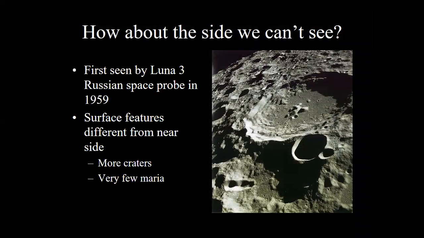The side that we can't see from the Earth was first observed by the Russian space probe Luna 3 in 1959, and the surface features are very different from the near side of the moon. There are many more craters than on the other side, and very few maria. So maybe that side of the moon is facing a lot of asteroid impacts. Here's another picture from the other side of the moon. These craters are bigger than the craters on the side that we can see from the Earth.